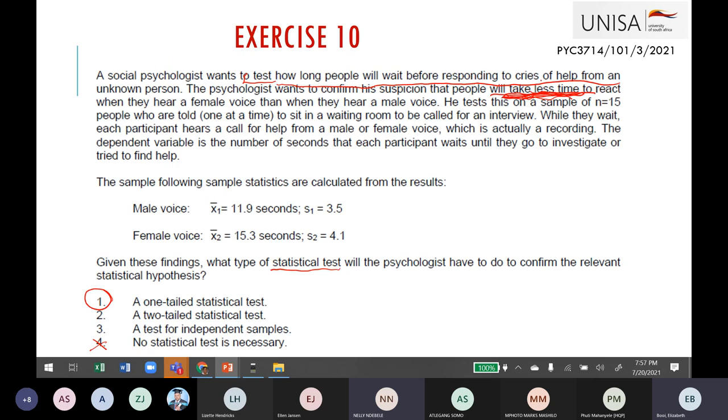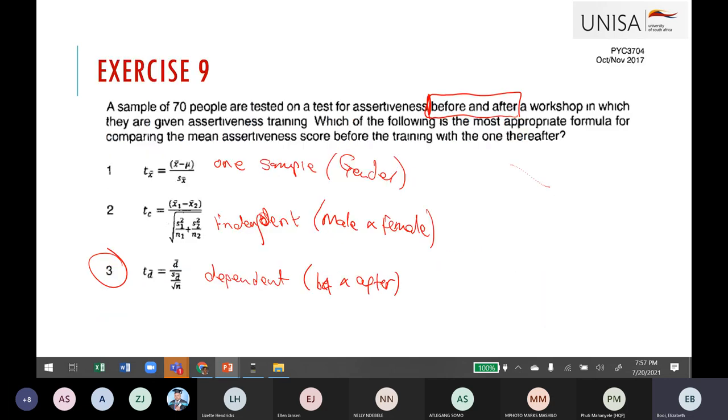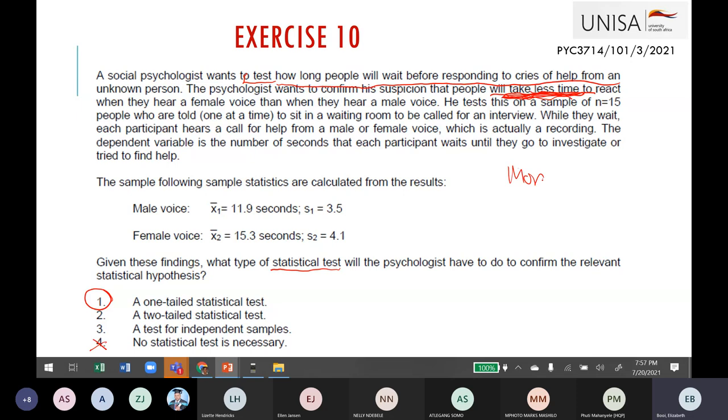So if they would have said it takes more time, it would have been a greater than. Less time is a less than, which is a decrease. If the researcher would have said, I want to confirm my suspicion that people take time, without mentioning less or greater than, then it would have been a difference, because then there will be a difference between how long they go when they hear a female voice and how long they go when they hear a male voice.